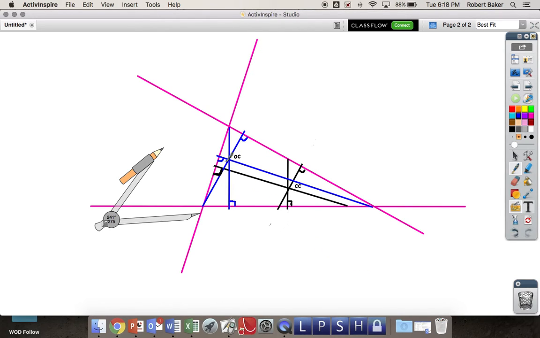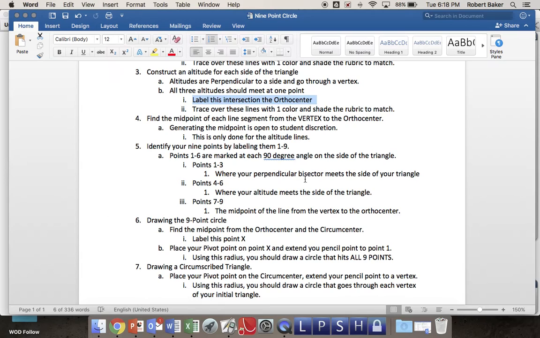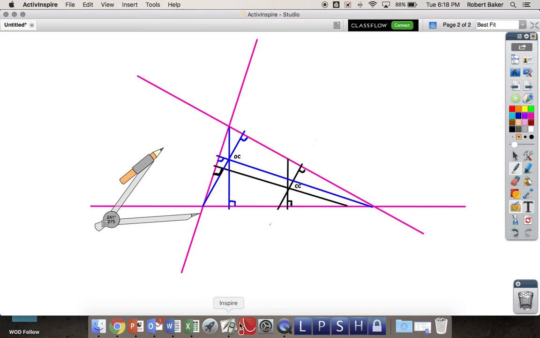So I have 2 critical points here. Let's go back and check the rubric and see what's next. It says find the midpoint of each line segment from the vertex to the orthocenter. Good thing I have my orthocenter labeled and I should know what a vertex is. It says generating the midpoint is open to student discretion. So you can do that by construction or by measuring, but make sure you're going from the vertex to the orthocenter, three times, once for each vertex.